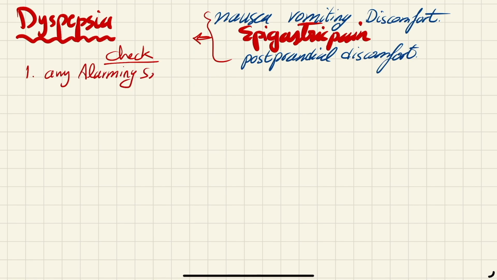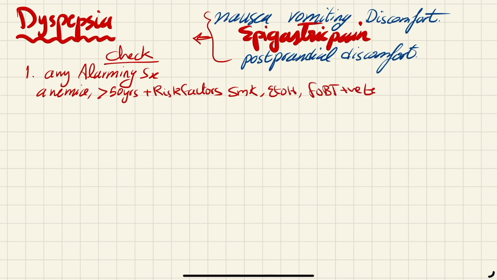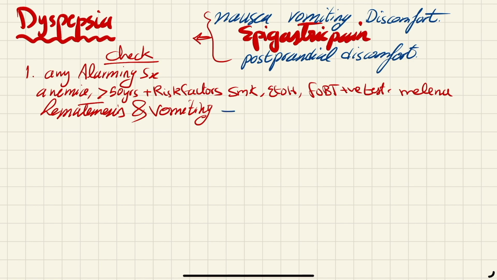Now first, we start with ruling out other possibilities or diagnoses. Once you have a patient with these symptoms, you need to screen for alarming symptoms. So we have anemia, age more than 50 and risk factors, fecal occult blood test positive, melena, hematemesis, or vomiting. Although we mentioned vomiting in the initial symptoms, once you see vomiting, you need to do a scope to rule out gastric outlet obstruction or malignancy. It's not normal to have functional dyspepsia with vomiting.